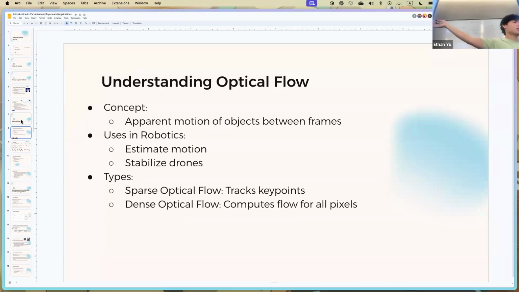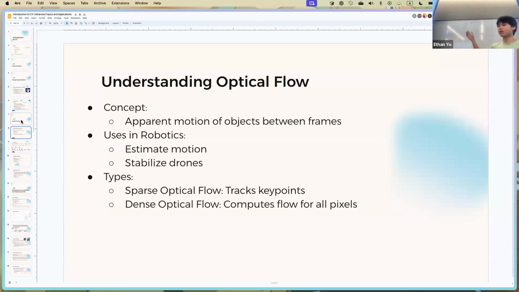You can estimate motion from that, and that could help you stabilize a drone. There are two main types of optical flow: sparse optical flow and dense optical flow, and it's a trade-off between information and complexity, right? Sparse optical flow is when you take key points that you calculated from some prior algorithm, like SIFT or FREAK or whatever you mentioned last week, and then you just do optical flow on those points. The idea is that key points are representative of an image.